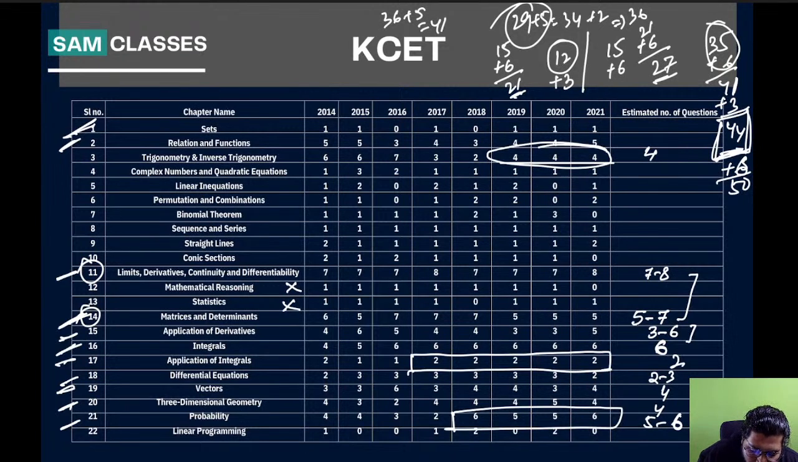Other chapters, even if I'm doing less, no issues, but I'll show you how to do the other chapters also. These are like 1 question, sometimes coming, sometimes not coming. BT didn't come, but it can come. Again, a 1 marker or 2 marker at most. Sequence and series is always 1 mark. Very simple questions come, but always 1 mark.